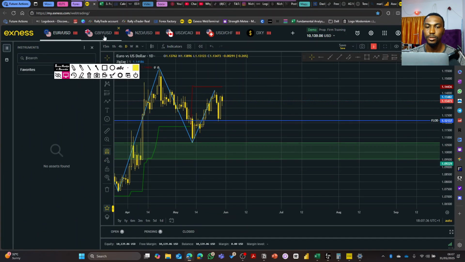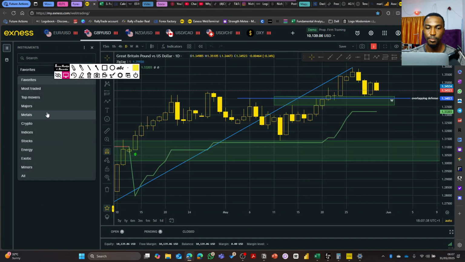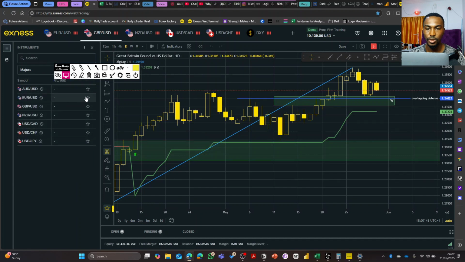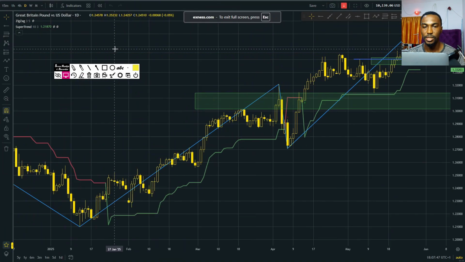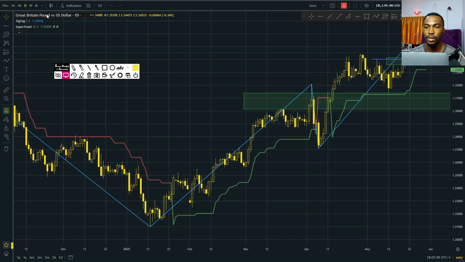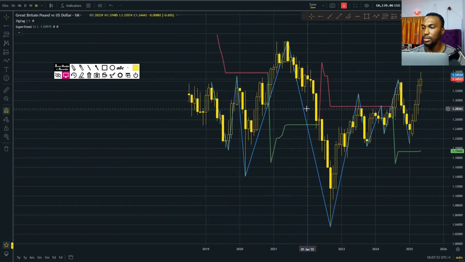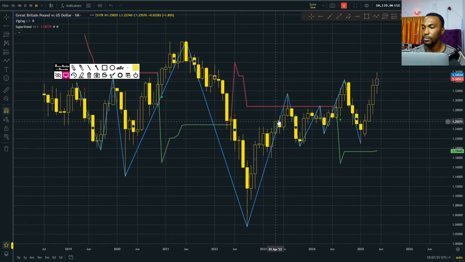Moving on, I think I'm going to put that as one of the markets to watch, the Euro USD. The British Pound US dollar. Yep, the British Pound, the US dollar. Let's clean up this chart, take it up to the monthly and see what is happening on the monthly.